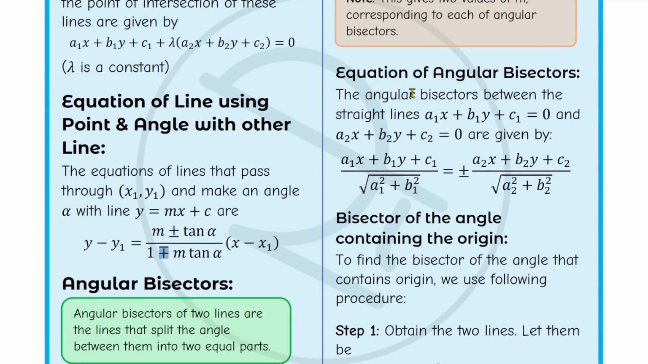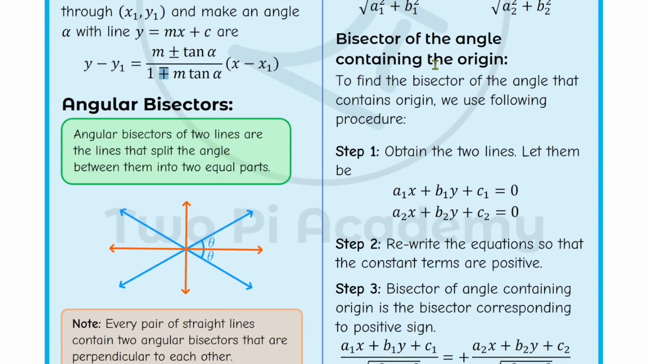And then the equation of angular bisectors. Let's say two lines are a1x + b1y + c1 = 0 and a2x + b2y + c2 = 0. Then the equation of the angular bisectors of these are given by (a1x + b1y + c1)/√(a1² + b1²) = ±(a2x + b2y + c2)/√(a2² + b2²). That is, the first equation by the square root of a1² + b1² is equal to plus or minus second equation by square root of a2² + b2².